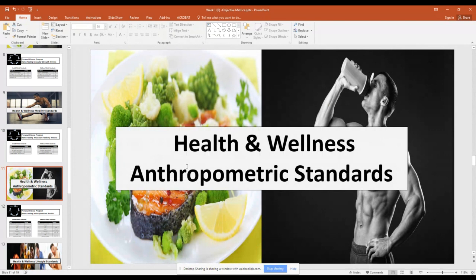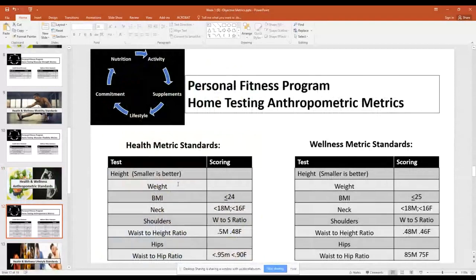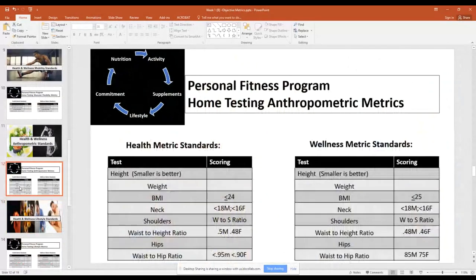We now want to move into some of your body measures. And anthropometric simply means your body measures in circumference ratios, okay? So we're going to measure different things. We like your height, your weight. BMI is automatically calculated, so don't worry about that. Your neck. Shoulders, you're going to have to get a partner to go around your shoulders. Waist to hip, hips, and then that ratio is automatically calculated.